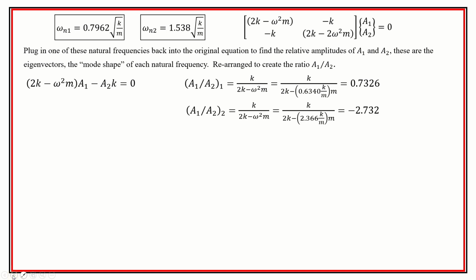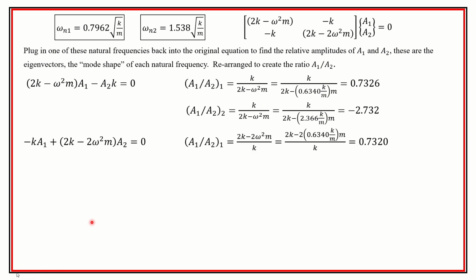You could do the same thing again, but this time plugging the other natural frequency into that same equation right here, and you get negative 2.732. So what this tells us is that we're going to be out of phase, and A2 is going to be smaller than A1, right? So up here, A1 is smaller than A2, and they're in phase with each other. They're moving back and forth in the same direction at the same time. And this one right here, they're going to be moving away from each other.